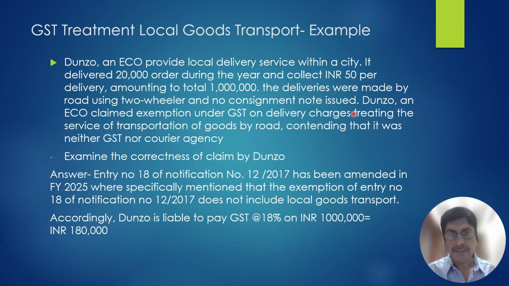Very good. Dunzo, the ECO, claims exemption of delivery charges, treating the service as transportation of goods by road. So the exemption under entry 18 is available, that is its contention. And it is also not a GTA service provider or a courier agency. Examine the correctness of the claim of Dunzo.